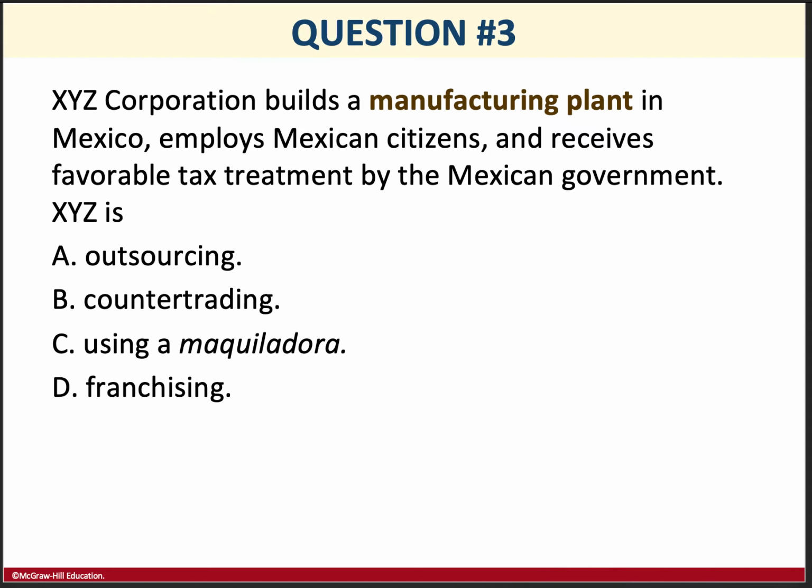So here's your next question. XYZ Corporation builds a manufacturing plant in Mexico. They employ Mexican citizens and they receive favorable tax treatment by the Mexican government. XYZ is what? What's the answer, folks? What's the answer? A, B, C, D.